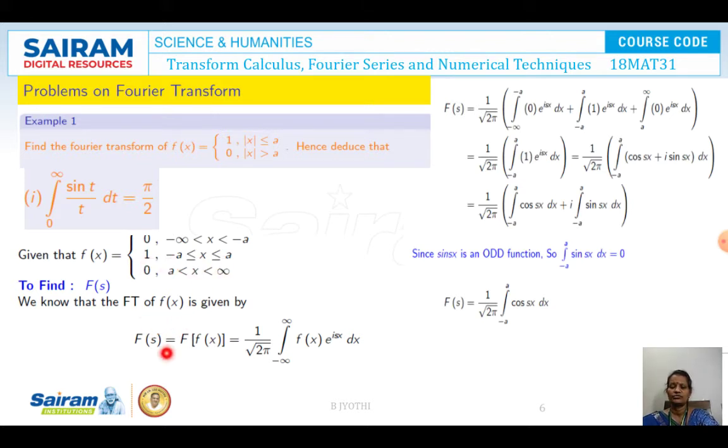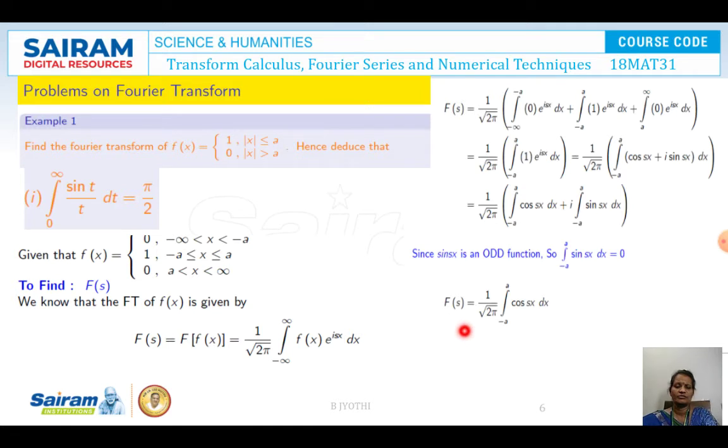And we know the formula, that is 1 upon root 2 pi integral from minus infinity to plus infinity f(x) e^(isx) dx. So let us substitute. From minus infinity to minus a it is 0, and from a to infinity it is also 0. Only from minus a to plus a do we have 1. Now let us take e^(isx) as cos sx plus i sin sx, into dx. So we get the integral of cos sx plus i times the integral of sin sx. Since sin sx is an odd function, that part will be 0.